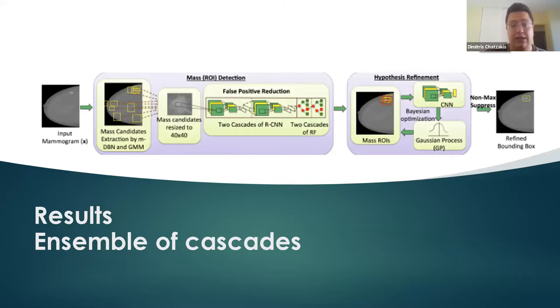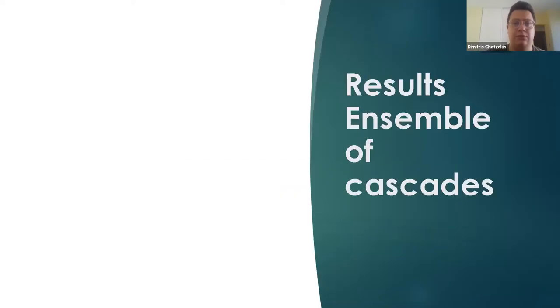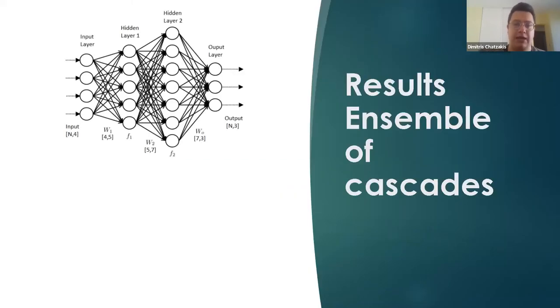Then we go on to our third example, which is an ensemble of cascades. And what happens here is that we have a mammogram. This mammogram is passed through a DBLIF network. The DBLIF network is a run-of-the-mill neural network, only that it's not trained through a forward and a backward pass. It's trained in two layers at once, an input layer and a hidden layer. And then the hidden layer becomes the input layer, and the second hidden layer becomes the hidden layer. And this back and forth goes on in pairs until the whole network is trained.